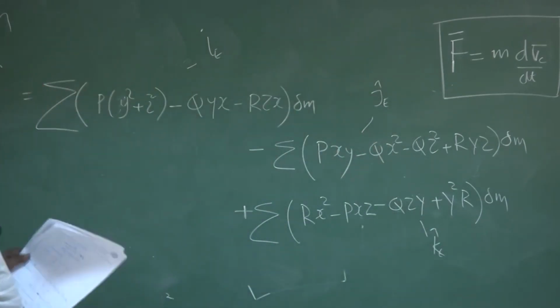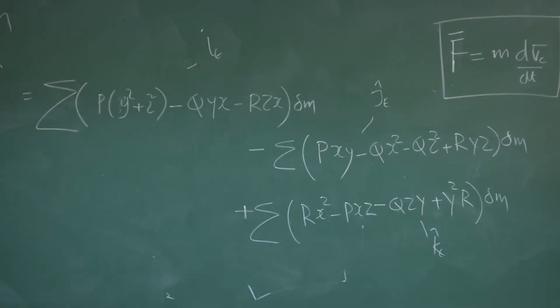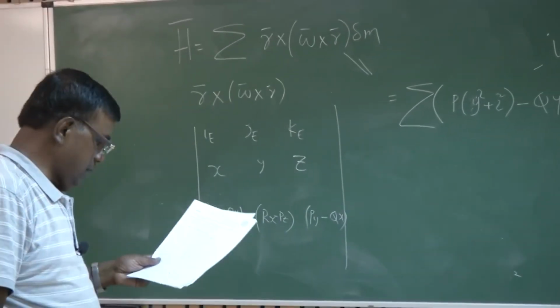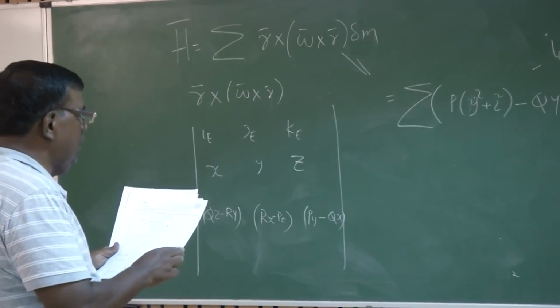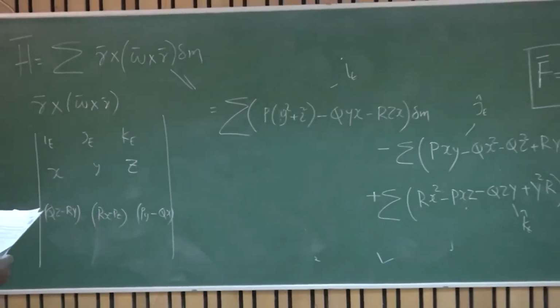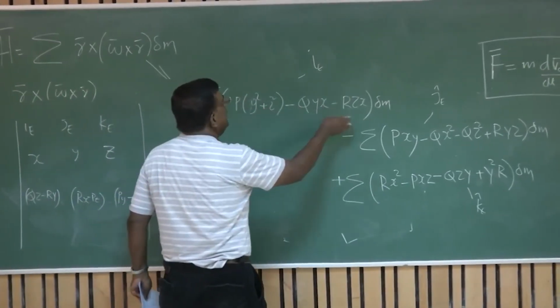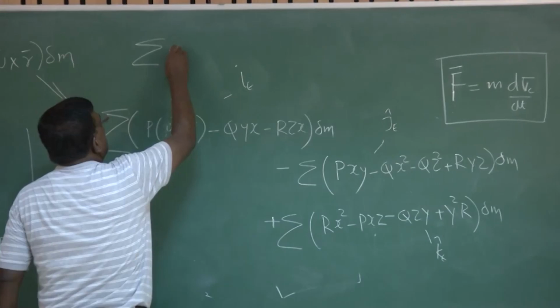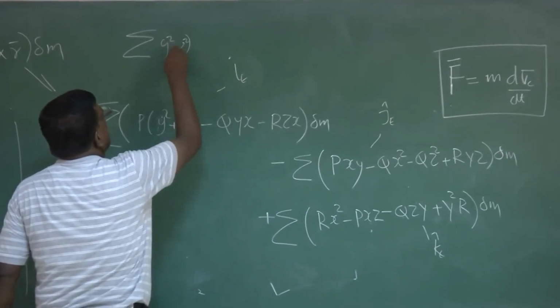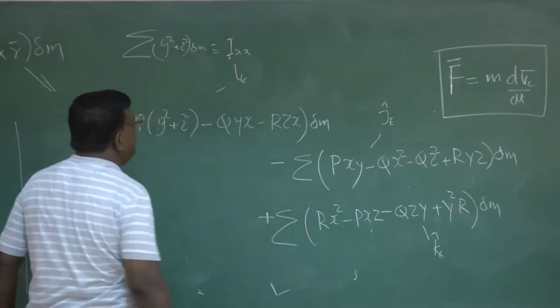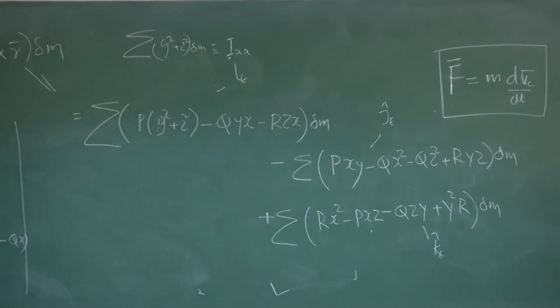I strongly advise you must do these simple operations, right? And don't take me to court if there are some sign mistakes here. I assume that you will do it and cross-check, okay? If I do further operations, you could see that summation of y square plus z square dm is nothing but Ixx, the moment of inertia about the x-axis. Similarly, the cross moments of inertia, all those things you can do.